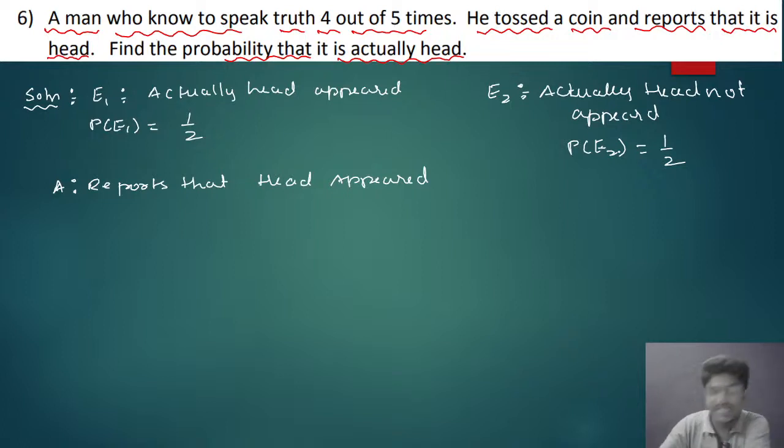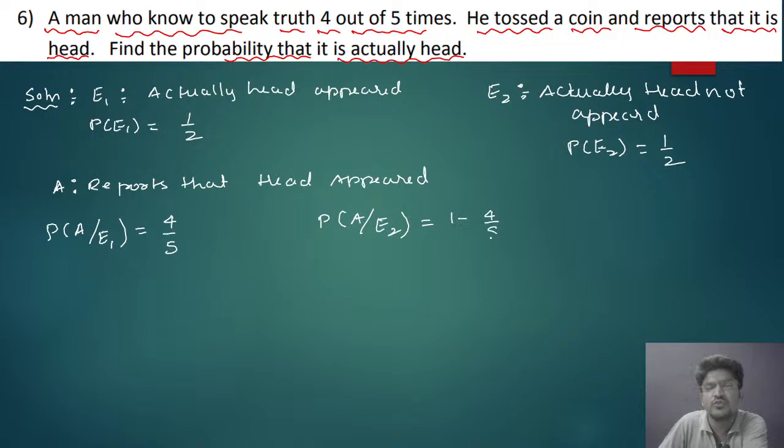Now we want to calculate the probability of A given that E1 has appeared. E1 means head has actually appeared. A is he reports head appeared. That means he is speaking truth, that is 4 out of 5 times. And the probability of A given that E2 has occurred is 1 minus 4 by 5, that is 1 by 5. So quickly tell me, have you understood this much? Probability of A given E1 is 4 by 5. Probability of A given E2 is 1 by 5.